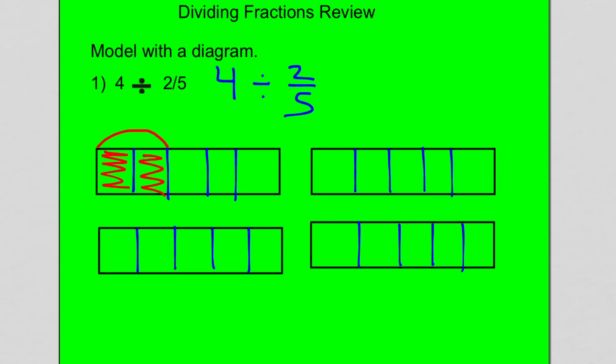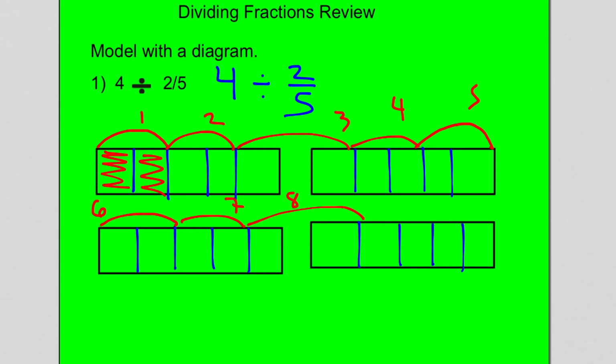I count 1 group of 2, 2, 3, 4, 5, 6, 7, 8, 9, 10. So 4 divided by 2/5 is equal to 10.